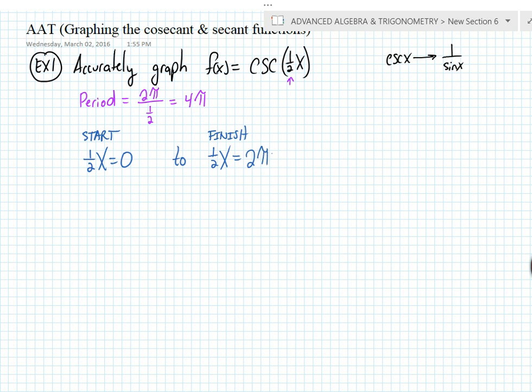If I solve each of these linear equations, we find that x is equal to 0, and it will terminate when x, well, I guess we should go ahead and multiply through by 2. That would be solving the equation. So when x is equal to 4 pi. So what we have here are our start and stop. I'm going to go ahead and highlight that because it's one of the most important parts to this entire problem.